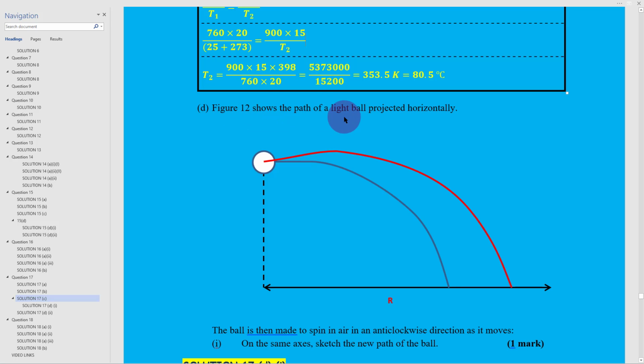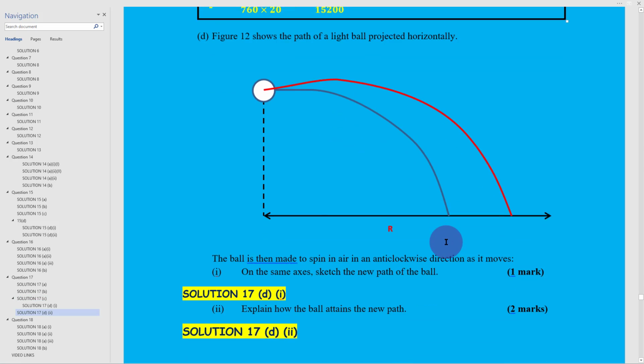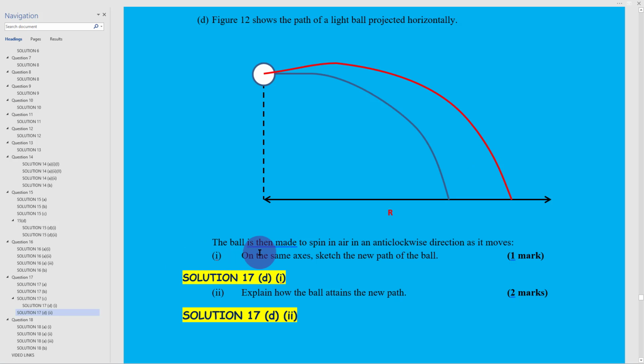Figure 12 shows the path of a light ball projected horizontally. This path here is the path of the light ball. The red one is the answer. The ball is then made to spin in air in an anti-clockwise direction, like this. On the same axis, sketch the new path of the ball. So it will rise slightly like that and then begin to fall downwards, and it will cover a bigger range. This R will be much bigger.